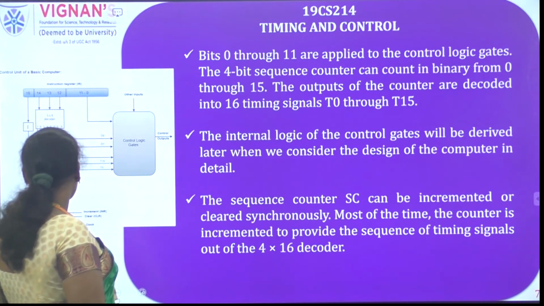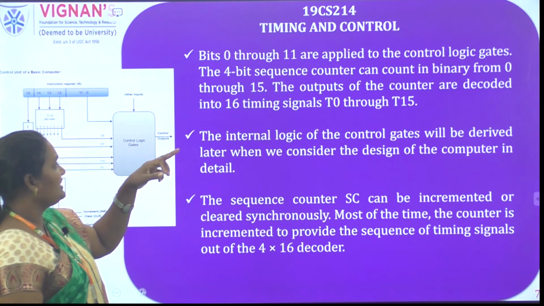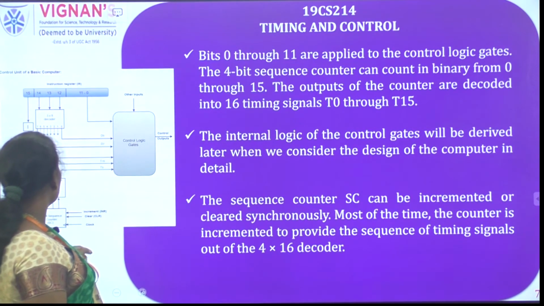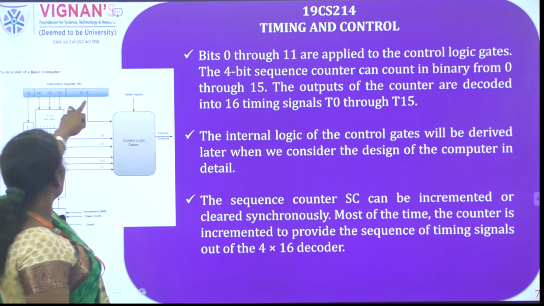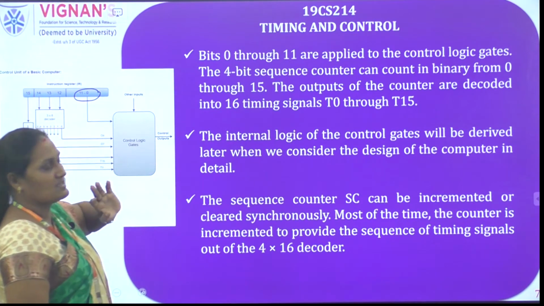And next, what about the control signals? How are the control signals generated? Let us see. Bits 0 through 11 are applied to the control logic gates. So these 0 to 11 bits are directly passed to the control logic gates.